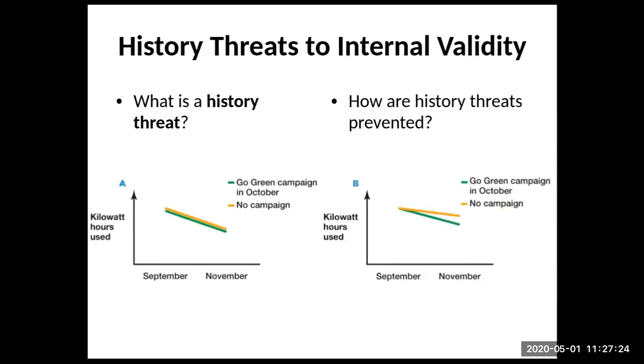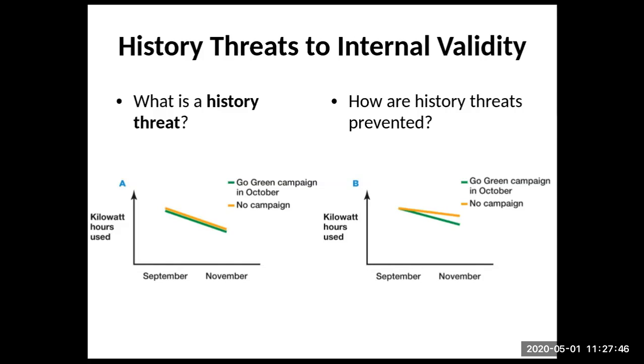For history threats, here we see kilowatt hours of power used between September and November. Now we see the history threat, again, is some sort of external event or things like that. For the campers, it could have been really hot, making them not want to be so crazy and rambunctious because they were just so hot. Or it could have been maybe the low sugar diet.